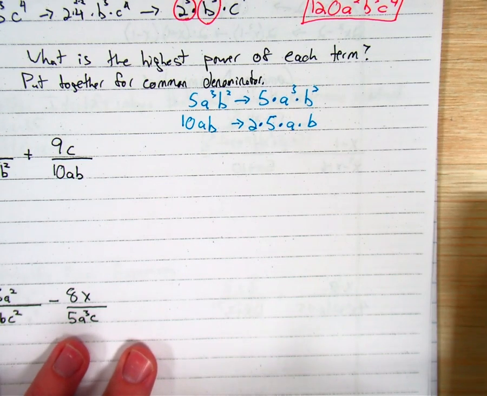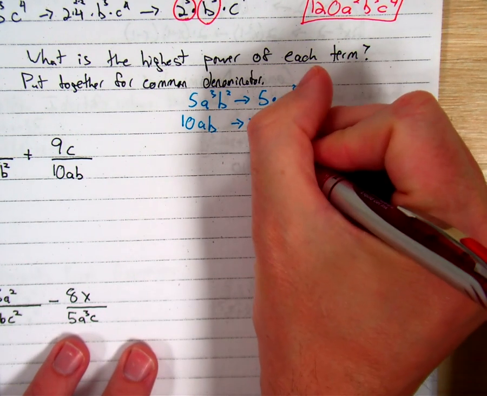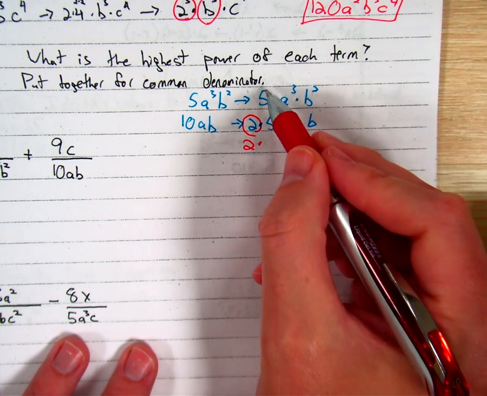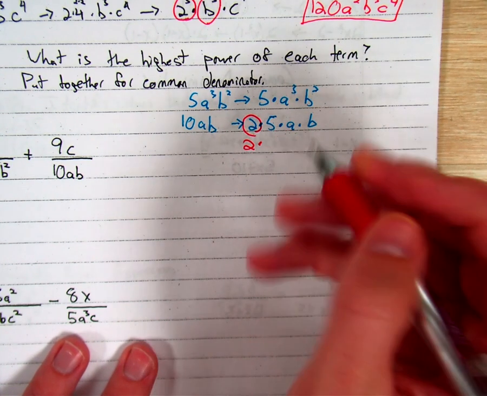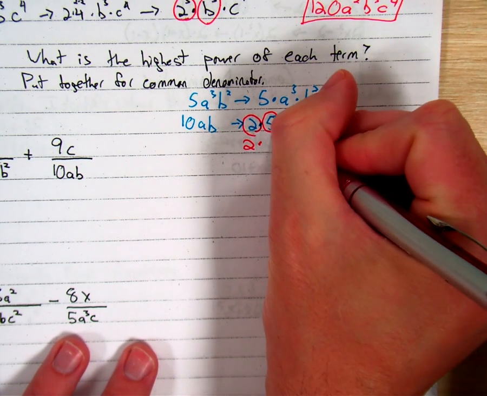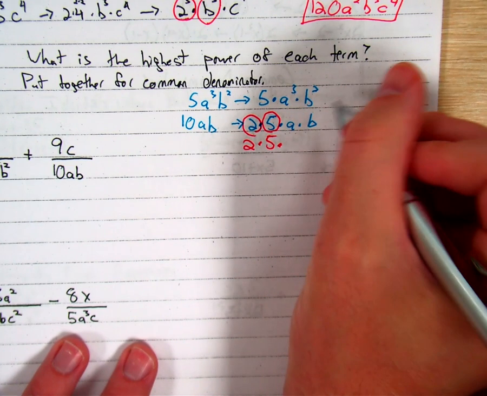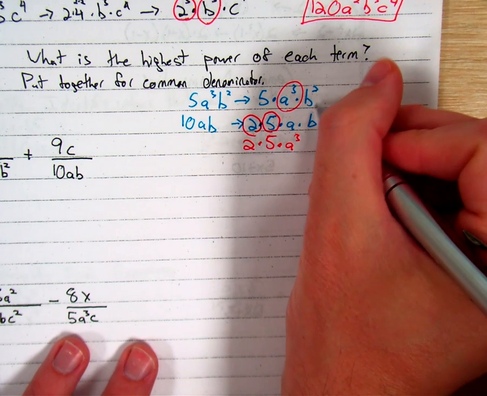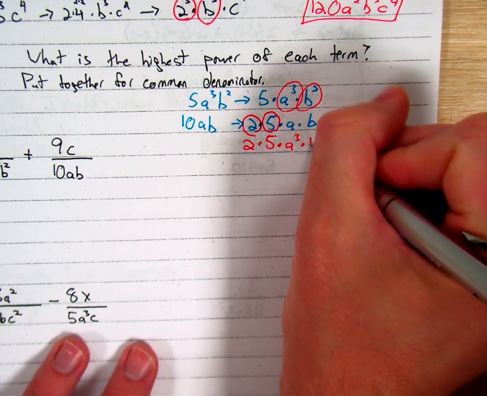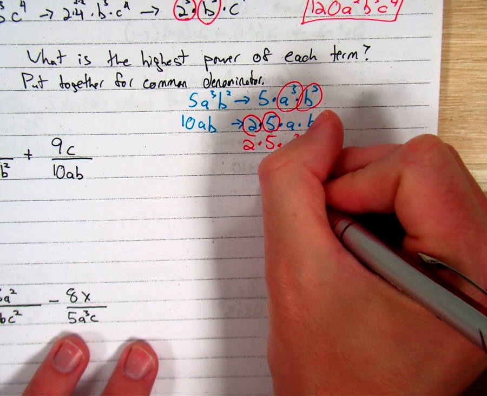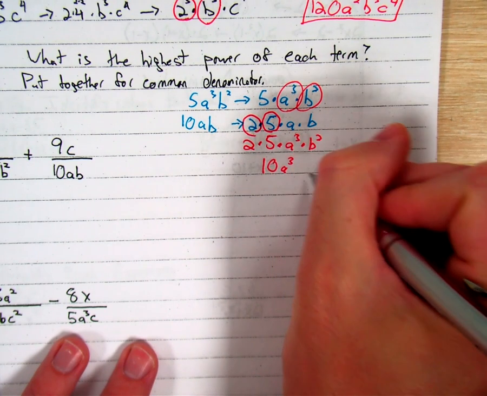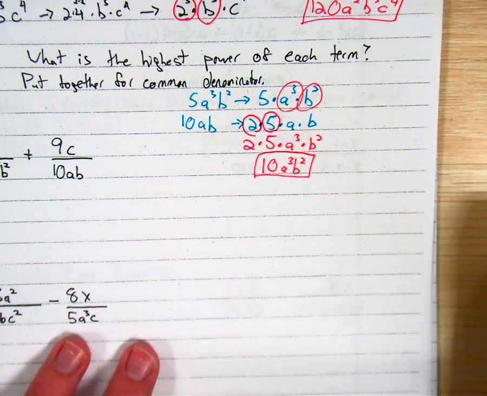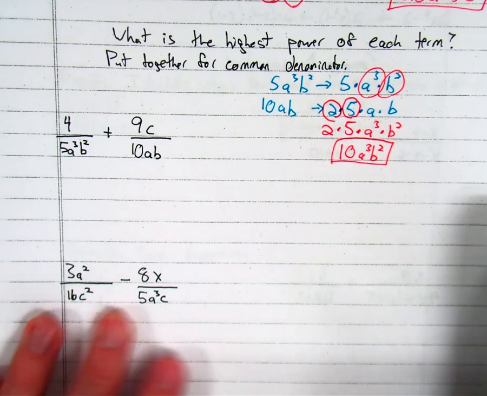So if you see it, you've got to use it. So we're going to use this 2. Okay, our 5's, we have a tie, so it doesn't matter. Just pick one of them. We're going to use 5. A's, we have A to the third is the biggest one, and B squared is the biggest one. So we're going to have 10, A to the third, B squared. That's the common denominator we want to have.